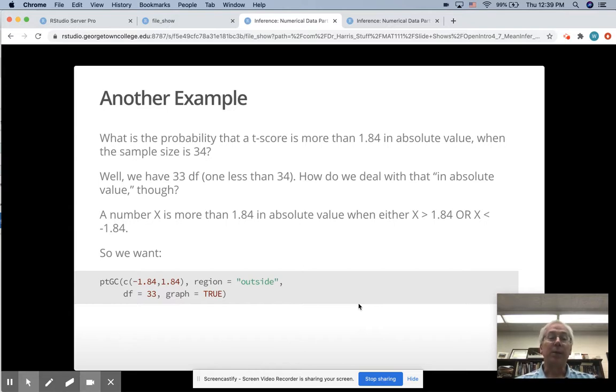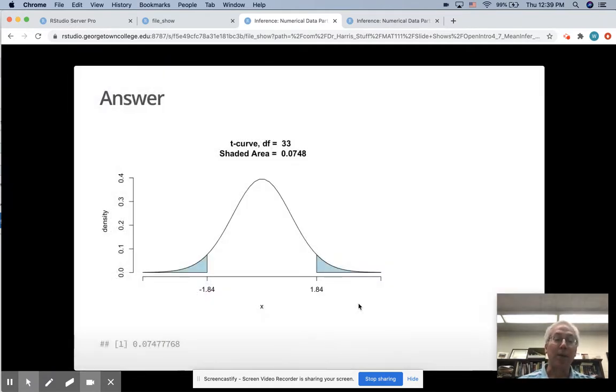And so this is an example where we are using an outside region. We're asking what's the probability that a t-score is either bigger than 1.84 or less than negative 1.84. So our region is set to outside, we have 33 degrees of freedom, and our graphic when we enter the command is this. And so this is the range outside negative 1.84 to 1.84, and it turns out it's about a 7.5% chance that a t-score would be 1.84 or farther away from zero on either side. And hopefully you can see that this is akin to the types of things we were doing with p-values back in chapters 5 and 6.